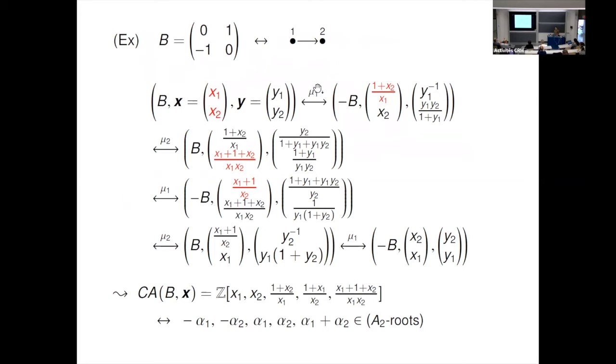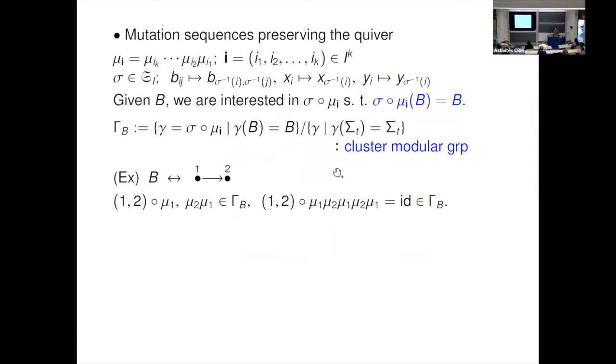If we apply mu1, we get this one. And by interchanging 1 and 2, minus b becomes b, but the x and y values are non-trivially changed. So this is an element in the cluster modular group. Moreover, the composition of mu1 and mu2 again belongs to the cluster modular group. Moreover, by applying five mutations and interchanging 1 and 2, this seed becomes the initial one. It means that this is the identity in the group. In this way, we can find some special elements in sequences of mutations.